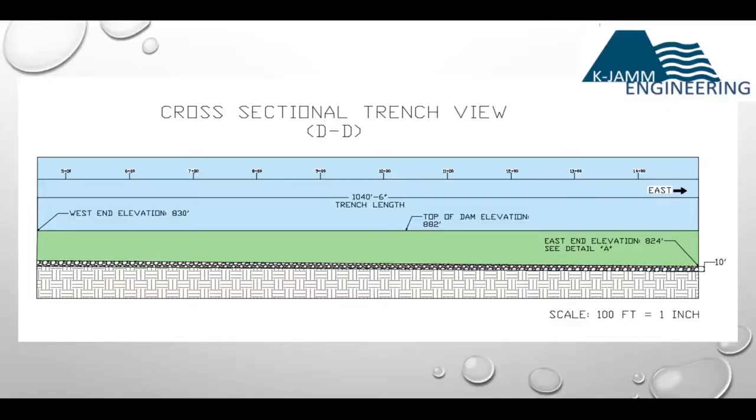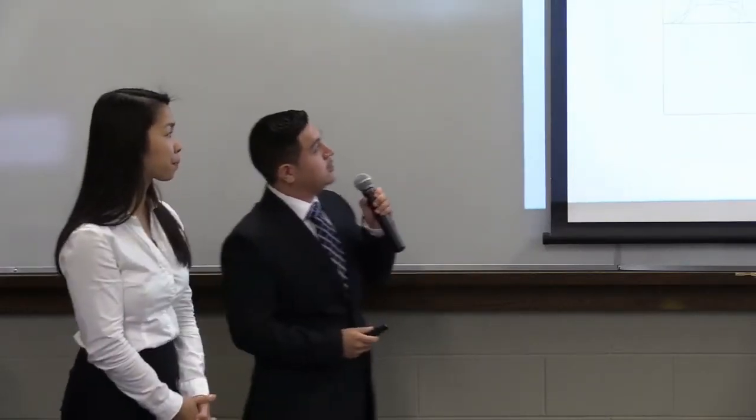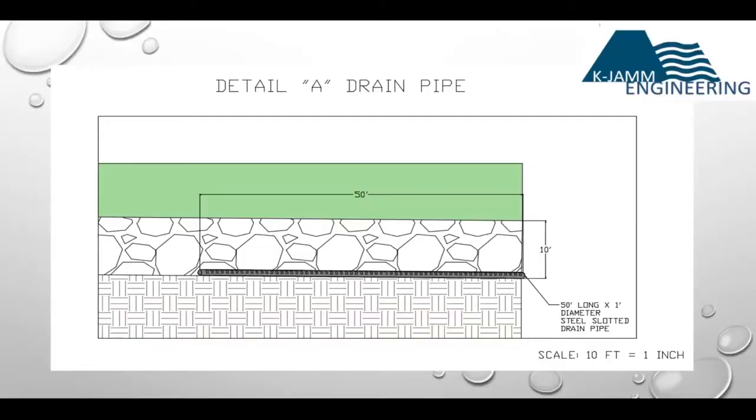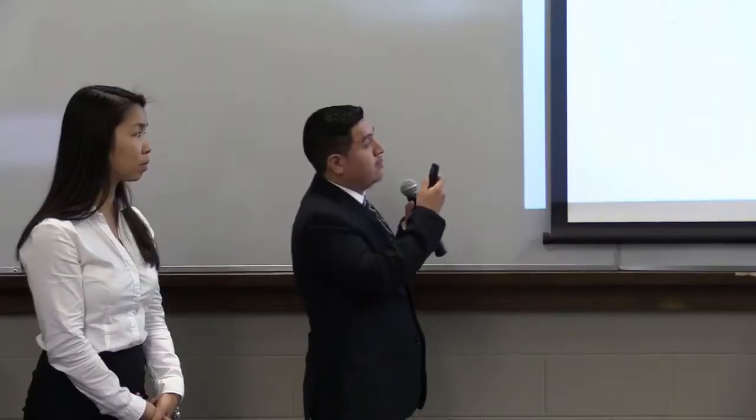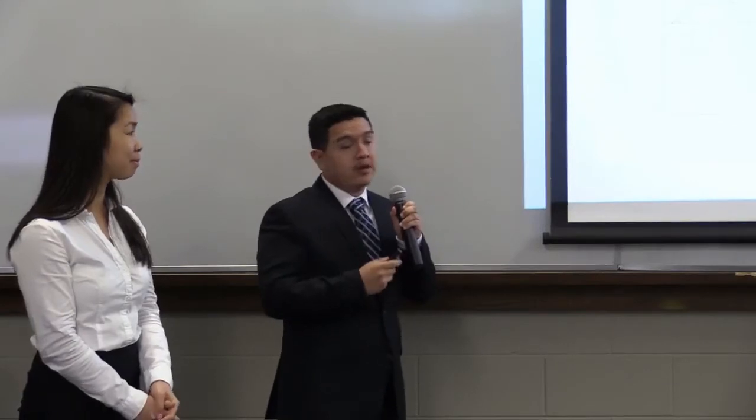And here is a cross section. You can see it is approximately 1,040 feet long, and this granular material is a sandy material. Then at the last 10 feet, we have a slotted pipe. This is the last portion of our trench. Basically, the last 50 feet has a slotted drain pipe that is 1 foot in diameter, and it has slots on the top to help collect water from the top and from the side, and it just helps to transport the water into the spillway.